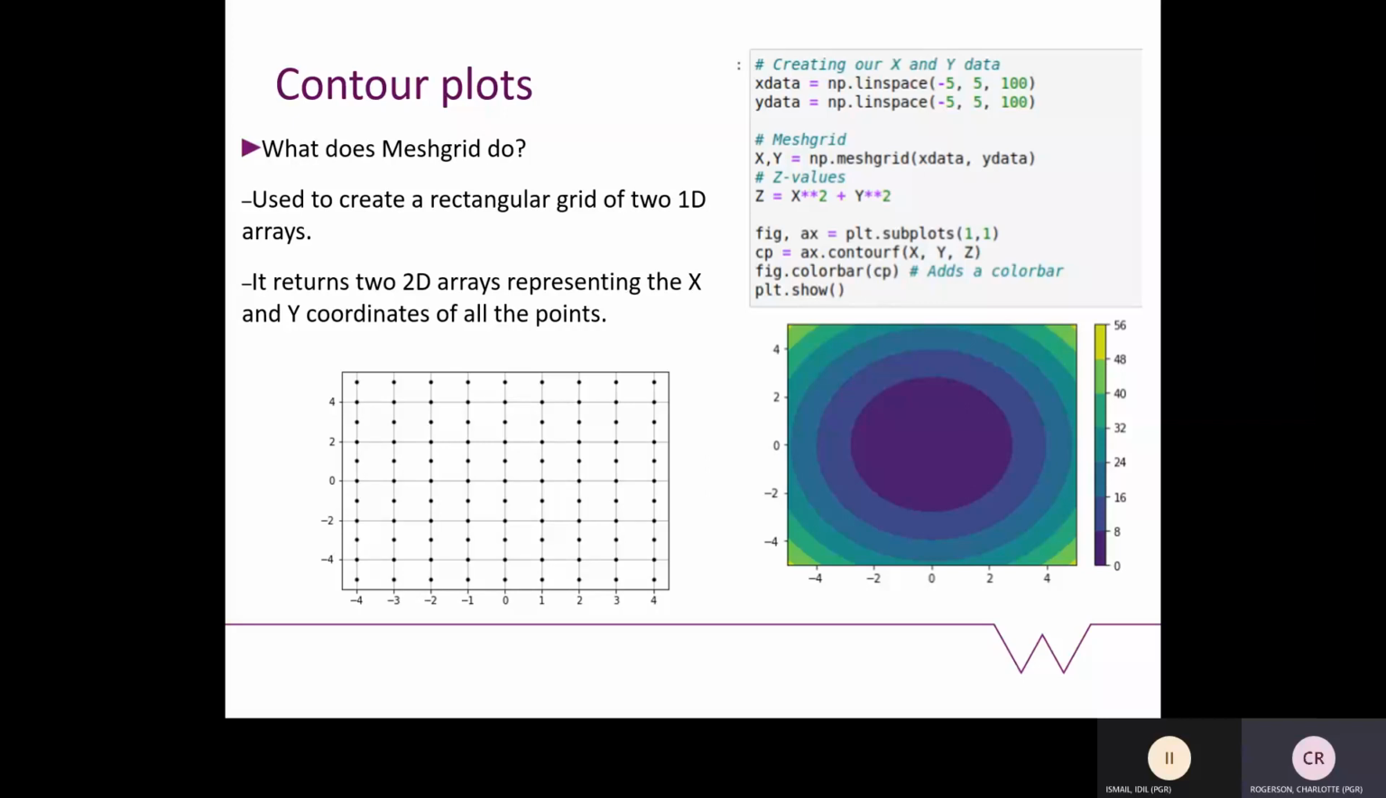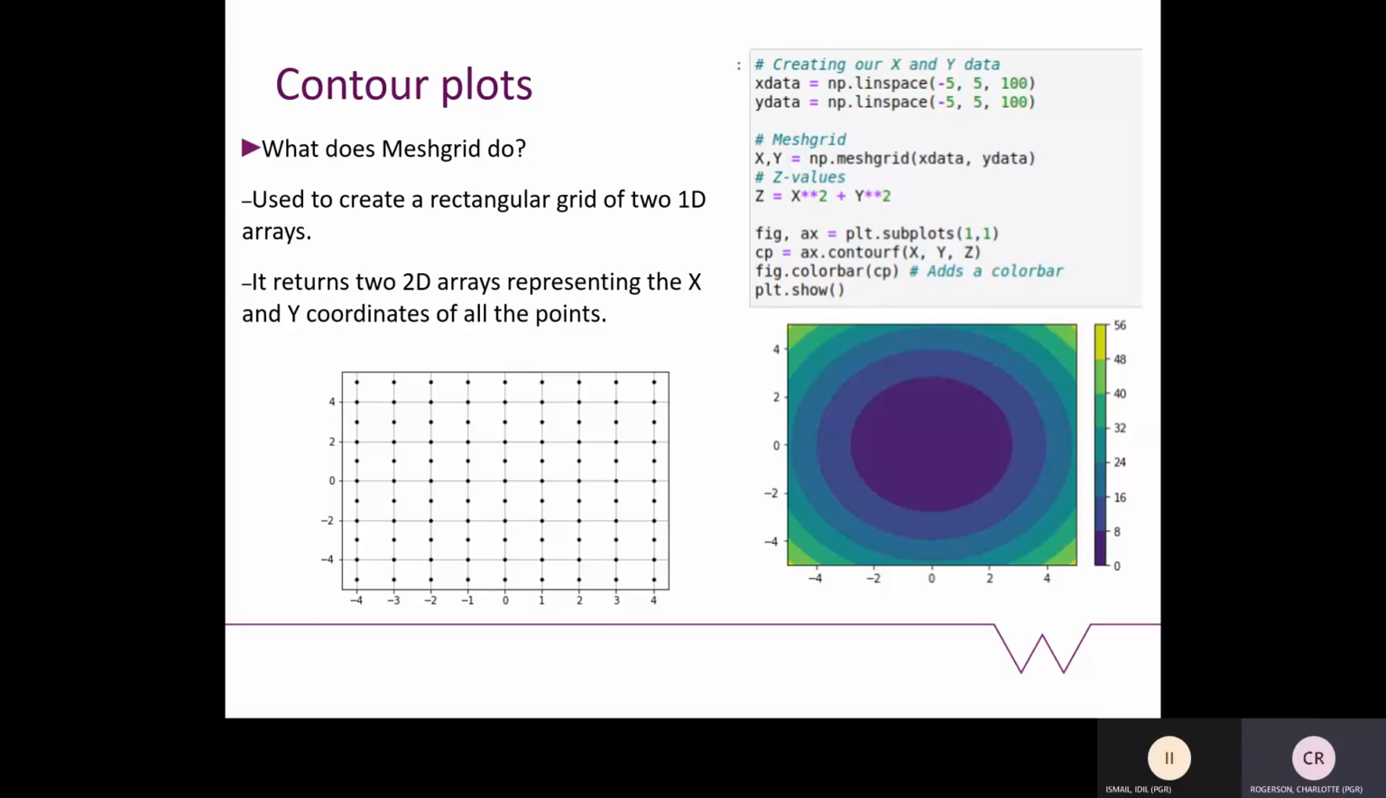So this is easy to do, and it doesn't take that much extra steps. All you need to do is use the numpy meshgrid function for your X data and Y data. This is used to create a rectangular grid of two 1D arrays, which in this case is a list of X and Y coordinates.